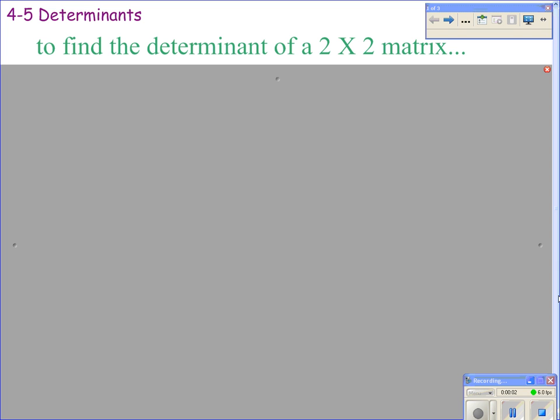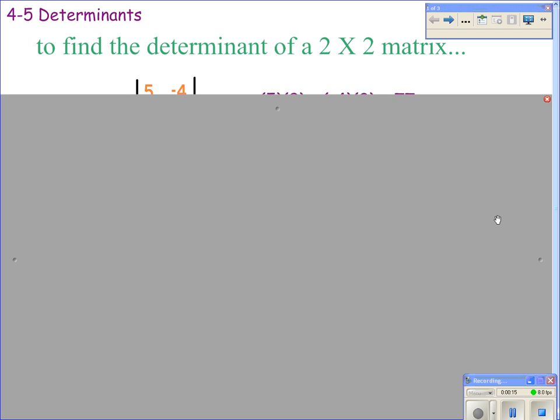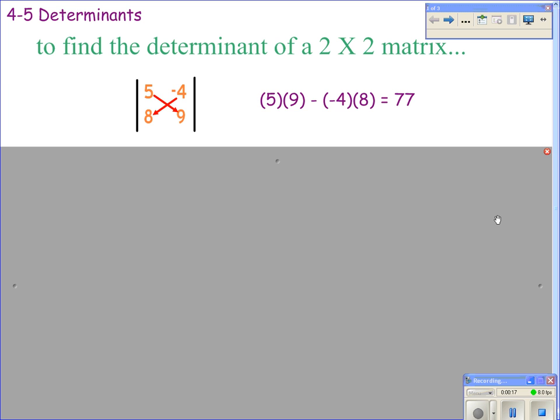In 4.5, we're looking at determinants, which is still within matrices. What we're doing is we're finding a single number of a matrix. Now, this number tells us whether or not it has an inverse, which is what we're learning in our very last section of chapter 4. So we're just going to learn how to find the determinant, and we'll learn how to use it in our next section.